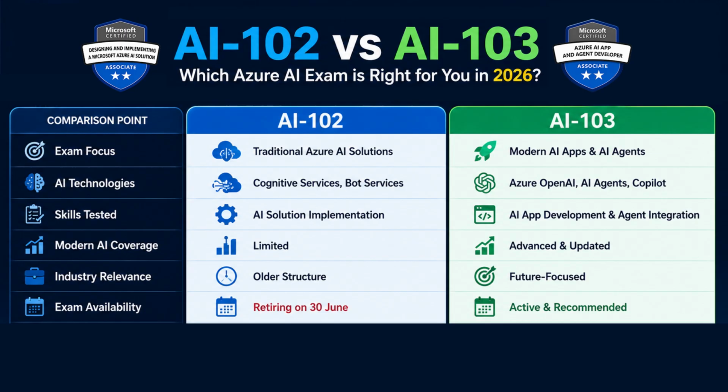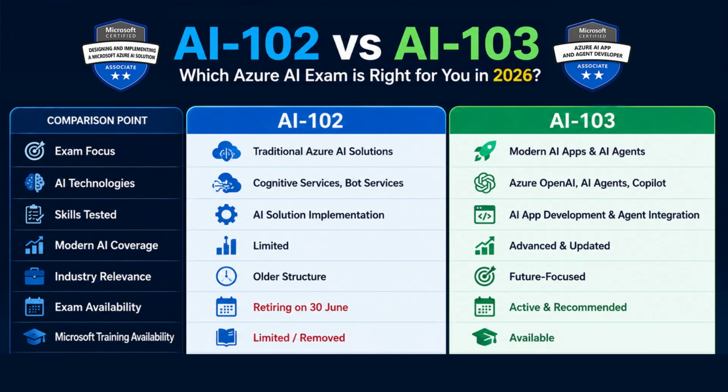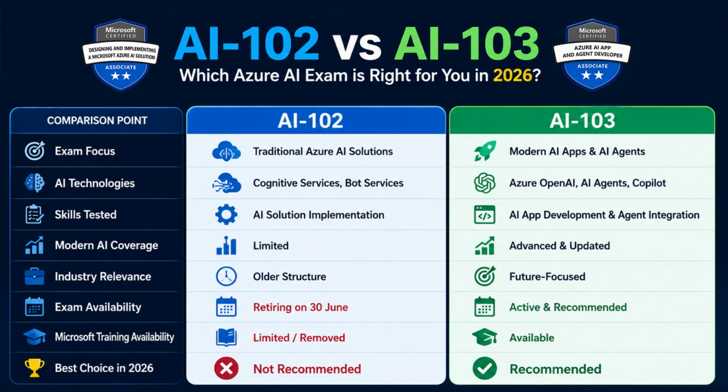Another important point is exam availability. AI-102 is retiring on June 30th, while AI-103 is the active and recommended certification. For Microsoft training availability, AI-102 training resources are limited or removed, while AI-103 training is officially available. And finally, if we talk about the best choice for 2026, AI-102 is no longer recommended, and AI-103 is definitely the better option to choose.